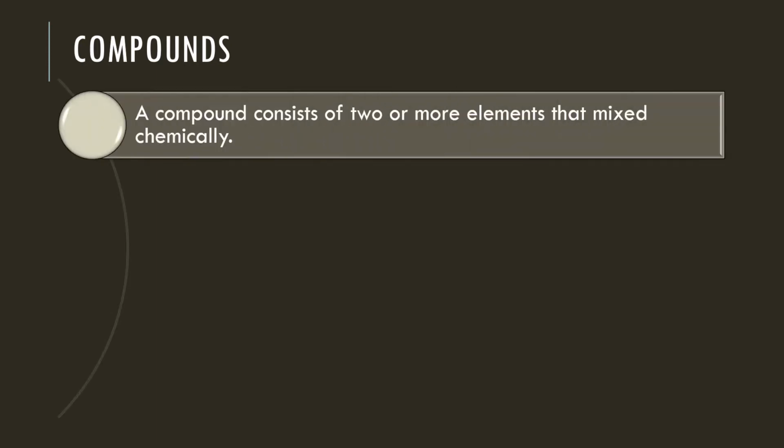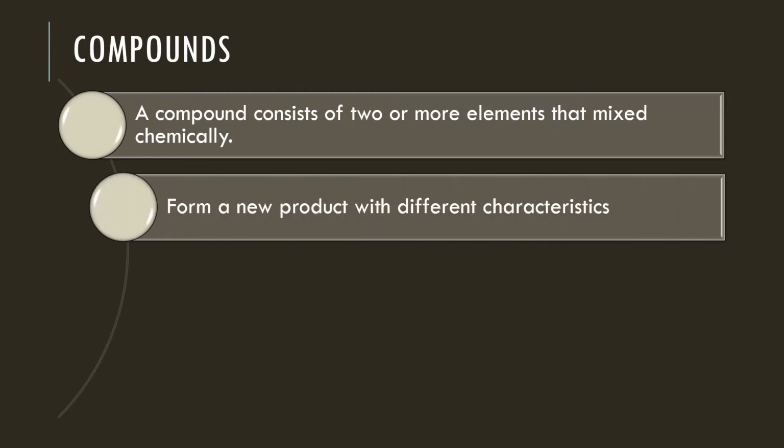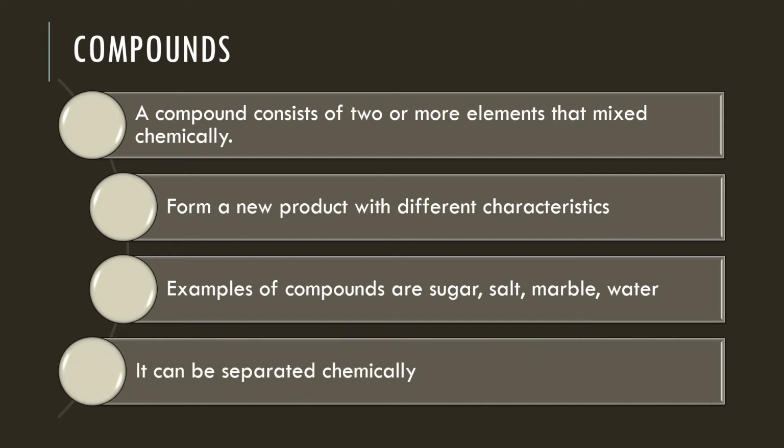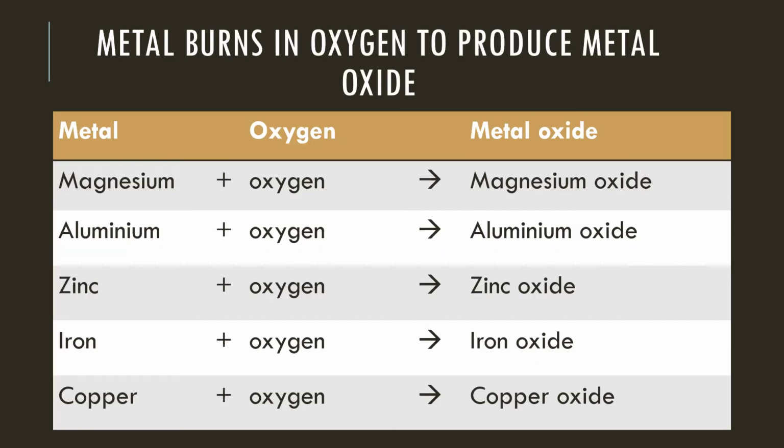So compound is a substance that consists of two or more elements that mix chemically. It forms a new product with different characteristics. Examples of compounds are sugar, salt, marble, and water, and compounds can be separated chemically.